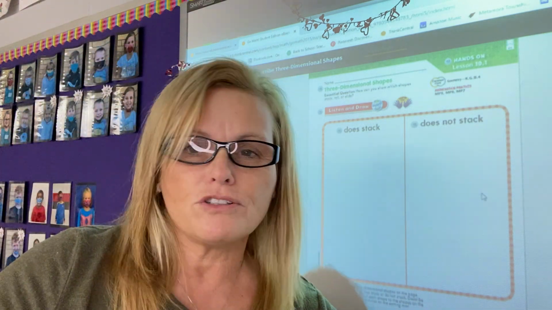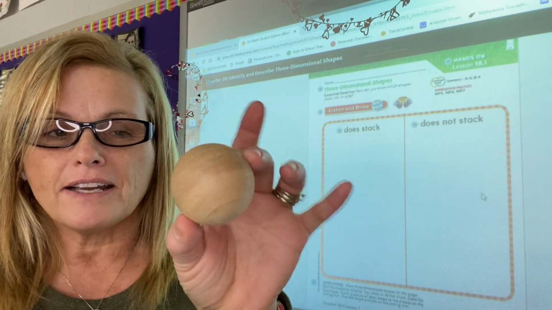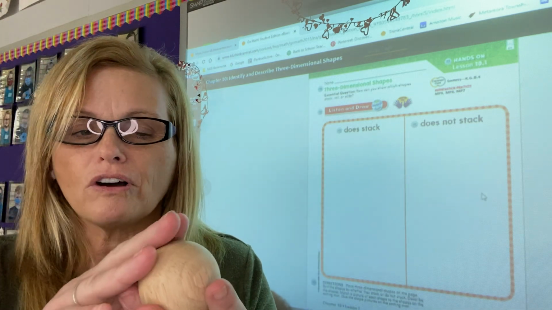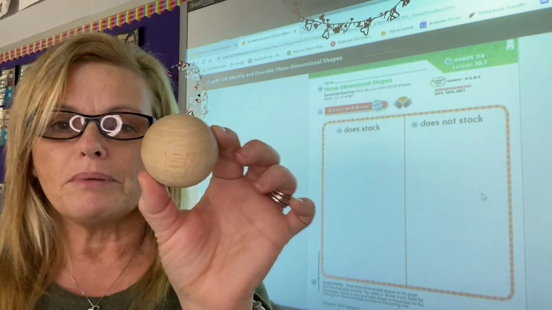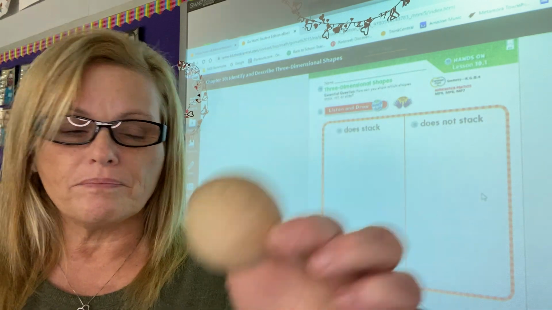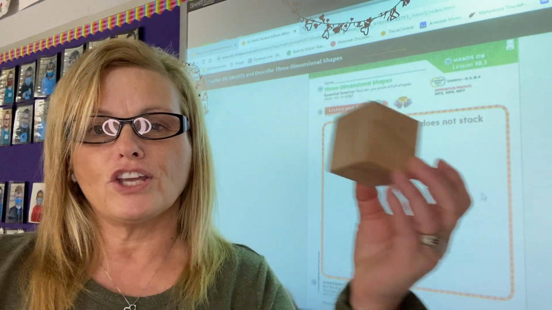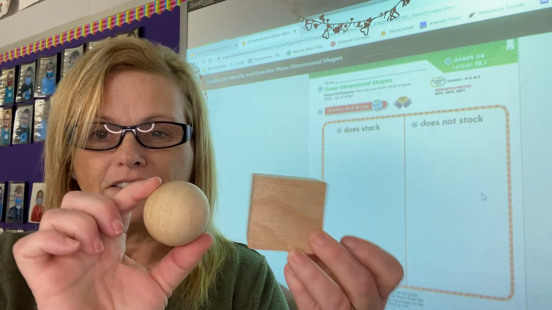The next shape I want to introduce you to is similar to a ball. It's round. It's not flat like a circle. It looks kind of circular. It has curves like a circle, but it is what we call a sphere. Can you say sphere? So we have cube and sphere, okay?